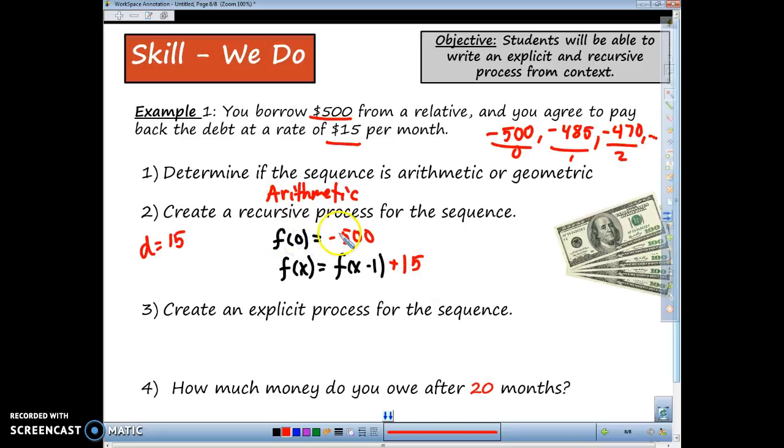This line is always present with f of 0. This line is always present. f of x equals f of x minus 1. Okay, so that's the recursive process.